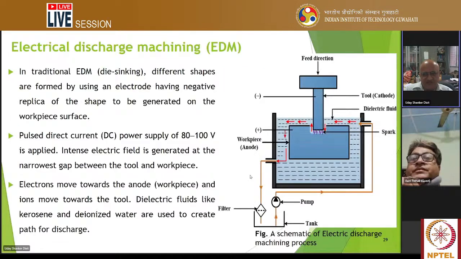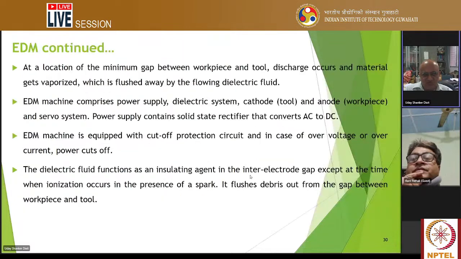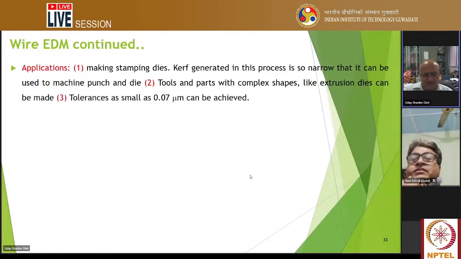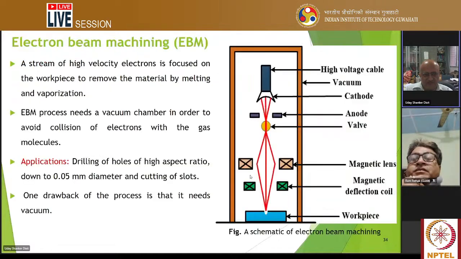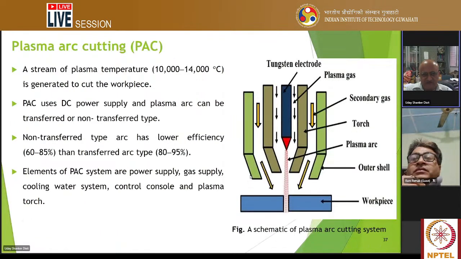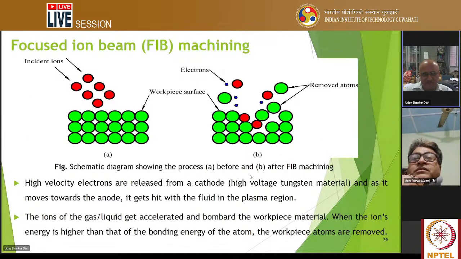Now electric discharge machining, it is basically a thermal process. Nowadays it has become very common. Wire EDM, many students, even polytechnic institutes, are having wire EDM. Then electron beam machining, but it is a very expensive machine. It requires a vacuum. And laser beam machining is okay, and also plasma arc machining, that is also thermal.